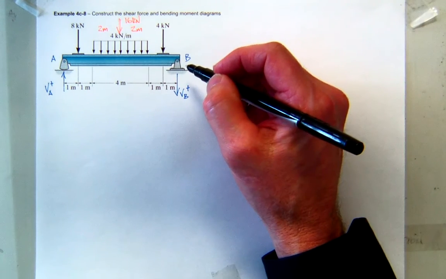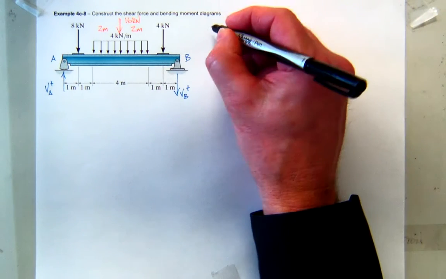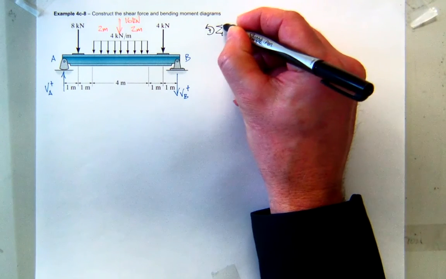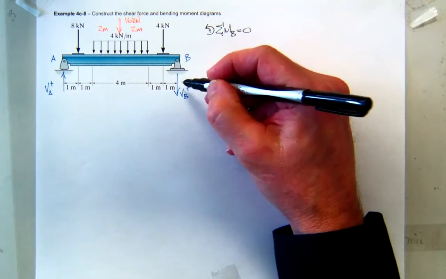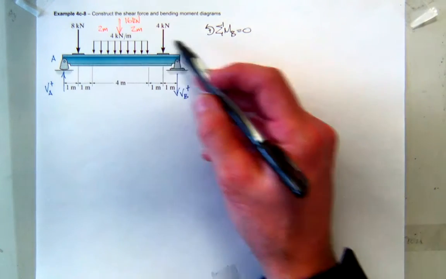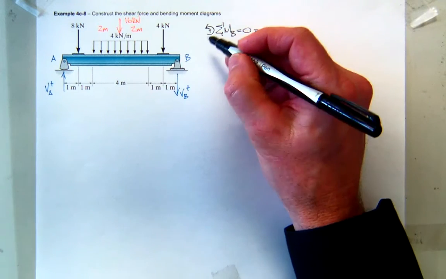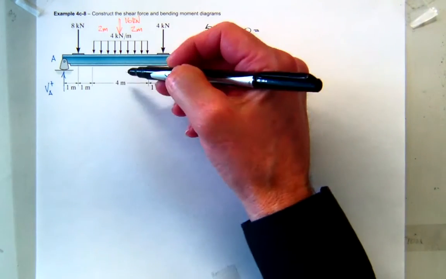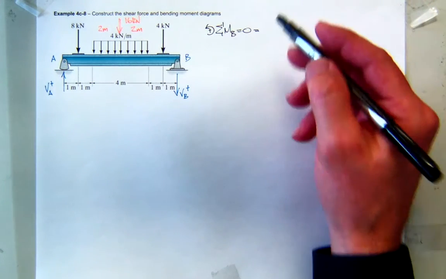So I'm going to come over here, and I don't know why, I'm going to sum moments about B. Doesn't really matter, but I'll do it about B. So by summing moments at B, the shear at B will create no moment, so I'll be able to solve for AY in terms of all the other applied forces. Now again, I'm assuming right-hand rule for my sign convention, so all these loadings that are acting down due to gravity are all going to be what kind of moments? Positive or negative? Positive.